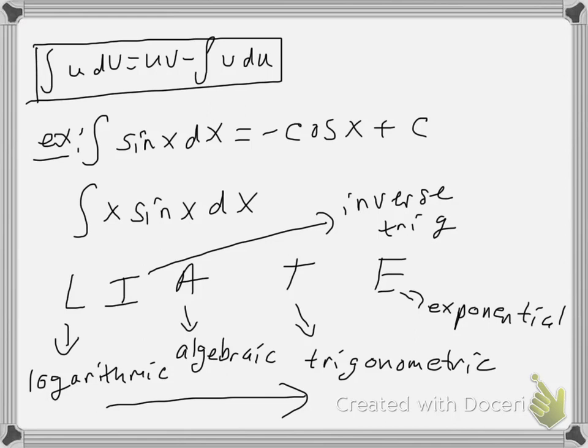So let's see how this LATE method works for the integral of x sine of x. So let me just copy this down here again. We have x sine of x dx. Well, here we don't have a logarithmic function. We also don't have an inverse trigonometric function. But we do have an algebraic function, and the algebraic function is simply x. So if I let u be equal to x, of course du will simply be equal to dx here.